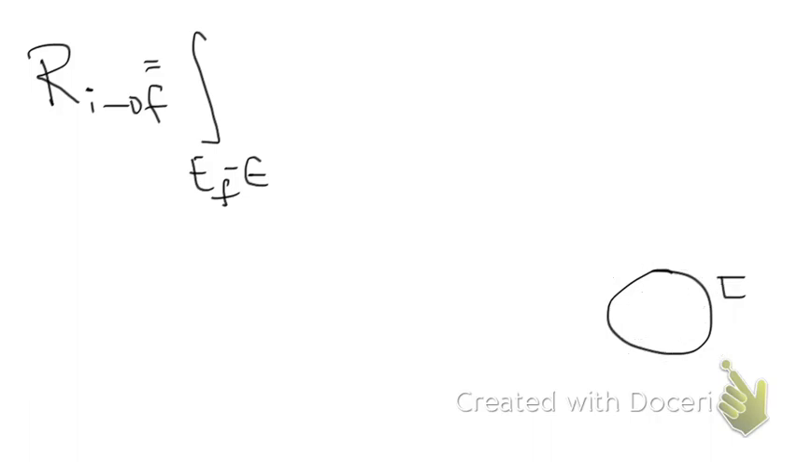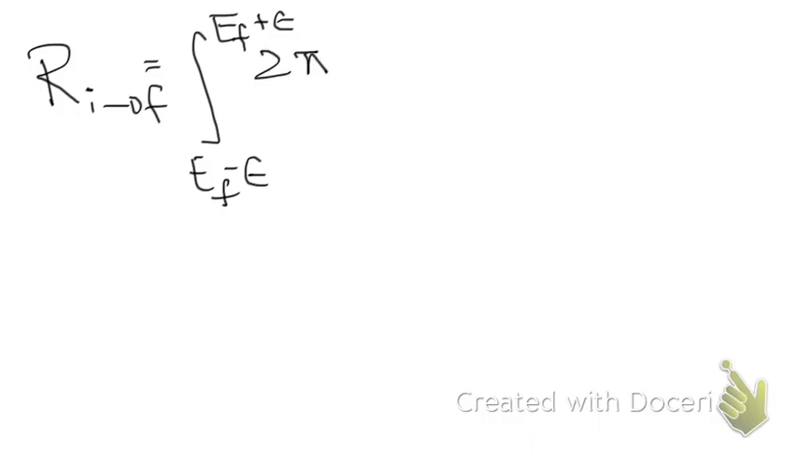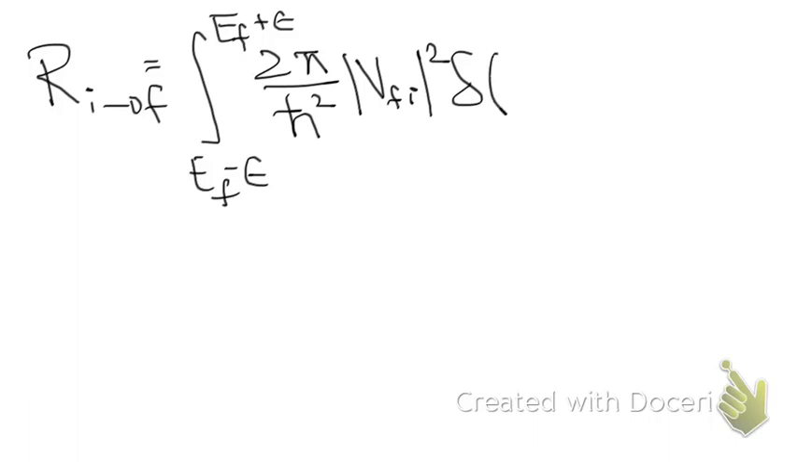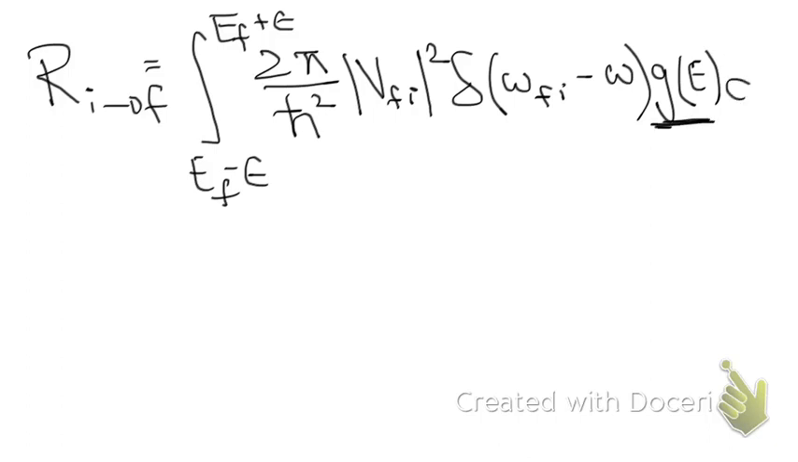So let's get rid of this thing over here, and then let's write our integral limits. This will be EF plus some epsilon, actually. And then let's write down here our transition rate that we just derived. That is 2 pi over h bar squared, VFI modulus squared, times the Dirac delta function of omega FI minus omega, times my G as a function of energy. This is my density of the states, times my dE.